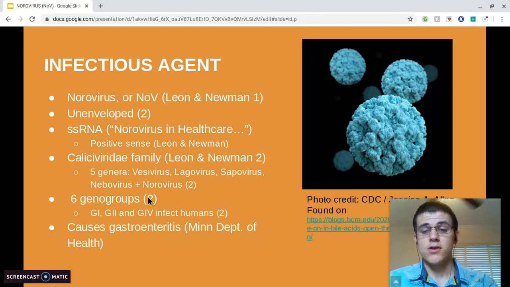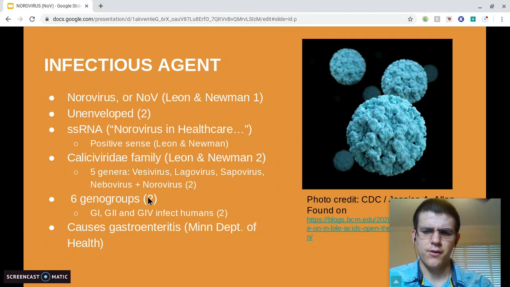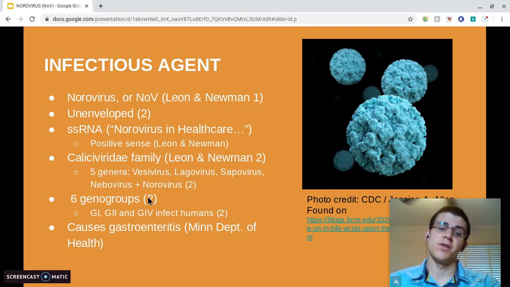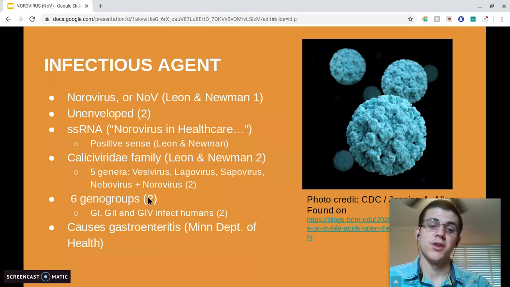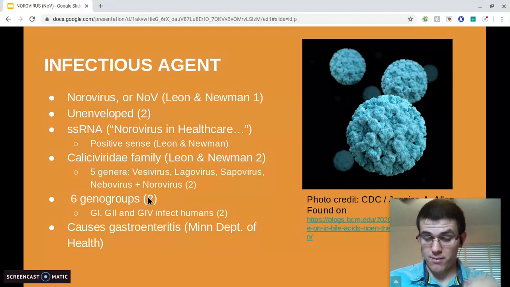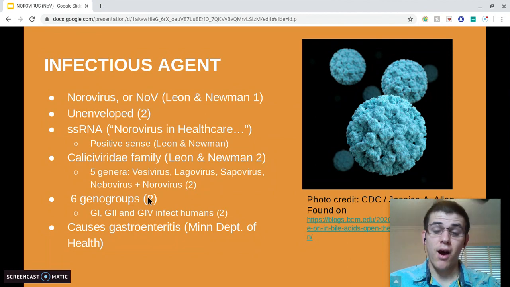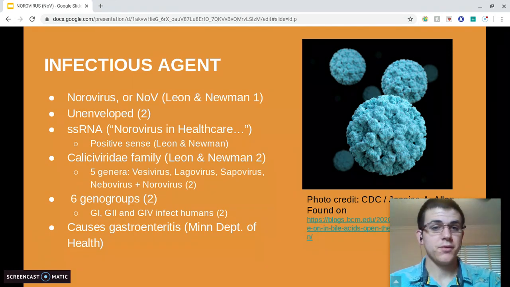Only three of them infect human beings, so the other ones infect mice, I believe cattle, and maybe another animal I'm forgetting. But G1, G2, and G4 genogroups infect humans, and there are also genotypes for every genogroup, so you might have multiple genotypes for a genogroup. This causative agent causes gastroenteritis, which is defined as inflammation of the stomach and the intestines. And this is what causes the diarrhea and the vomiting that you see from norovirus.